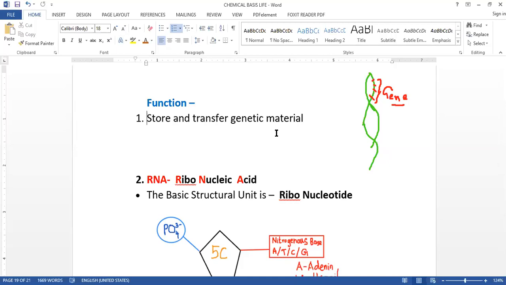So why did it come? Because it is transferred from one person to another, which means from your parents you got those characteristics, because genetic material is transferred from your parents to you. That's the reason you have nice characteristics of your mom and dad.